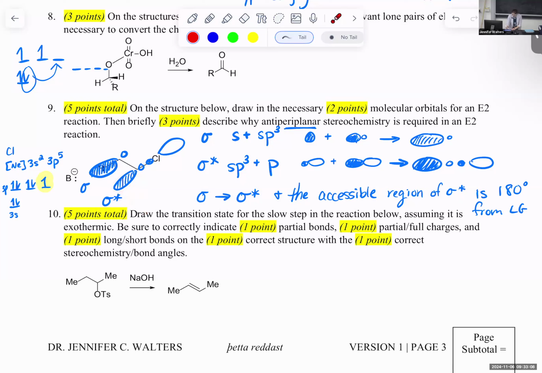Because remember, when I consider my bonding molecular orbitals, where I actually have electron density, I have way more electron density up at the top than I did on the back side. So this is the region where I have the greatest vacancy and opportunity to break the bond. That's why it's always that antiperiplanar alignment, because that's the accessible region of our sigma star. Cool. All right, any questions about number 9?